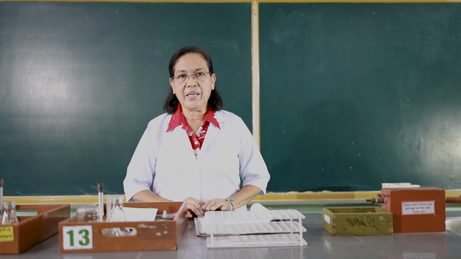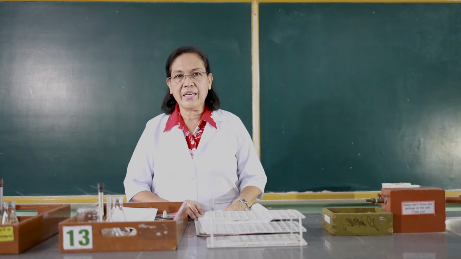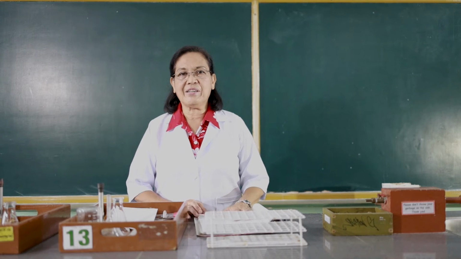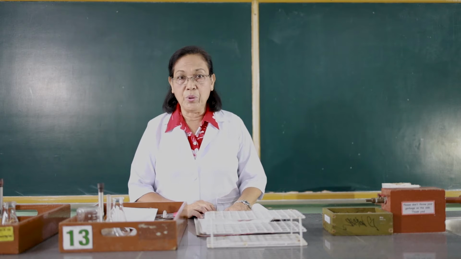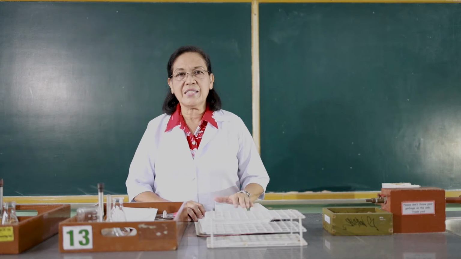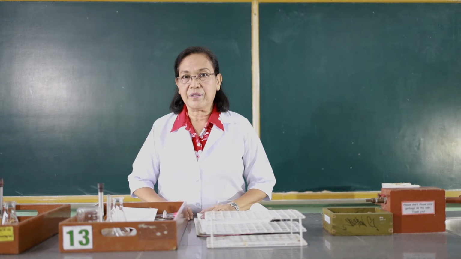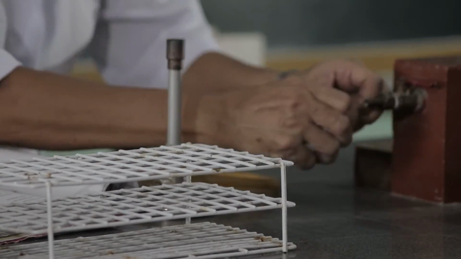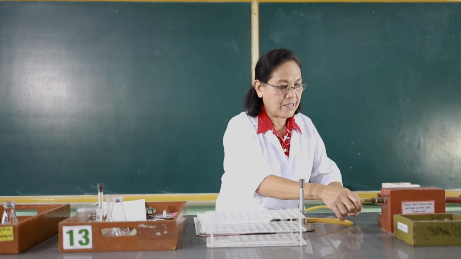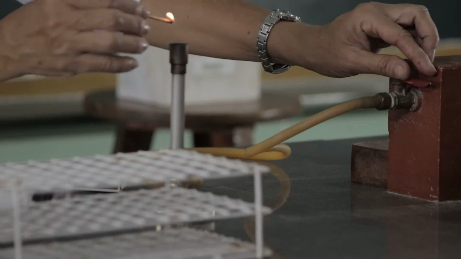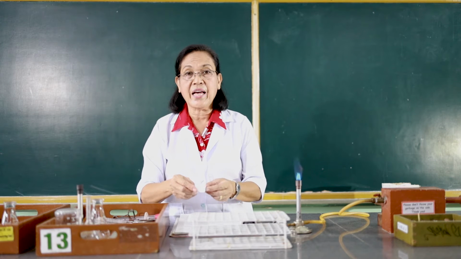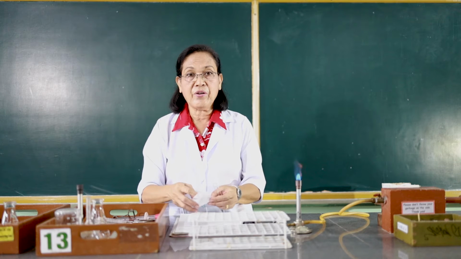For the first part of the activity, we're going to perform first about the hydrates. The first of these hydrates is the copper sulfate pentahydrate. Now, this copper sulfate pentahydrate is commonly known as the blue vitriol. We're going to heat this substance with the use of the Bunsen burner. So let us place this copper sulfate pentahydrate into the test tube, and we're going to heat this.